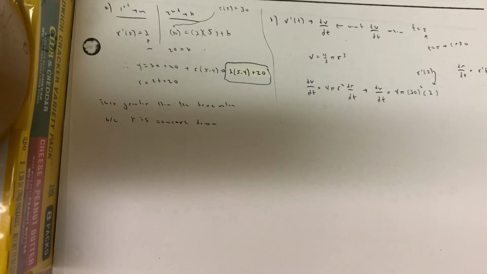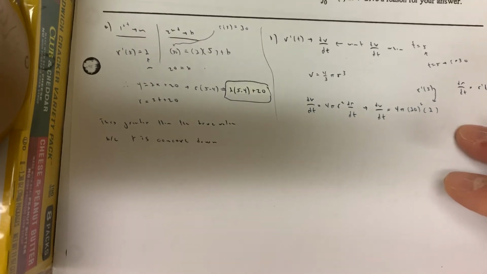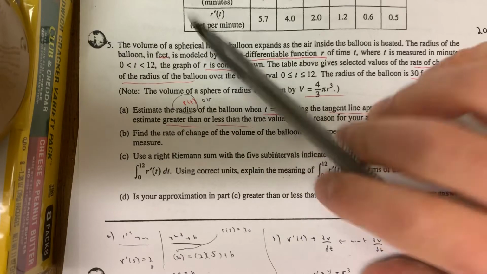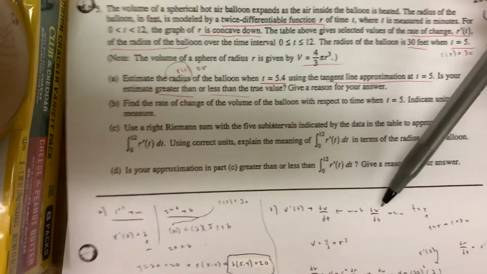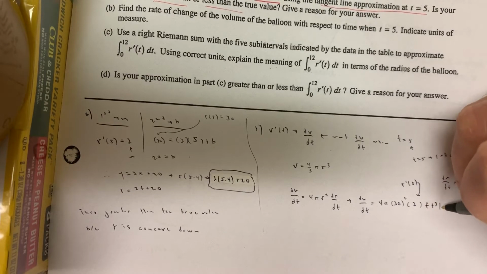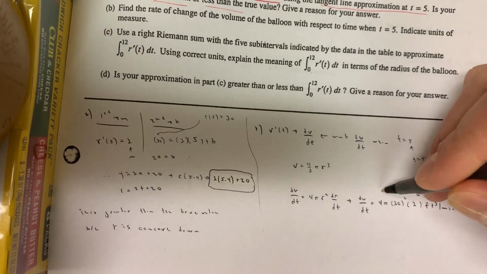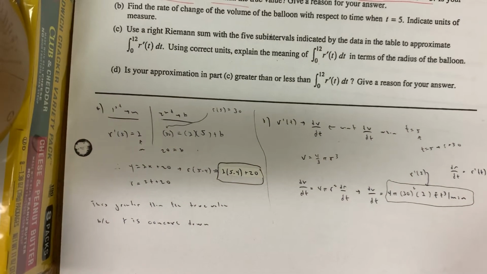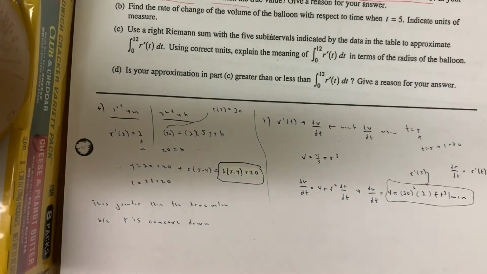Don't get me wrong. You don't need to simplify, but you got to make sure you have your units right there. R prime is in feet per minute. That's dr over dt is in feet per minute. But dv over dt is a volume changing with respect to time. That's going to be cubic feet per minute, because volume is in cubic feet. If it was a surface area, then it would be in square feet per minute. Don't flub up those units, okay? You're going to lose points right there.